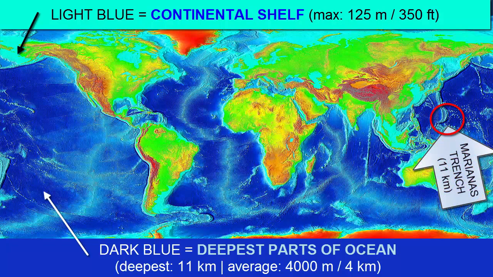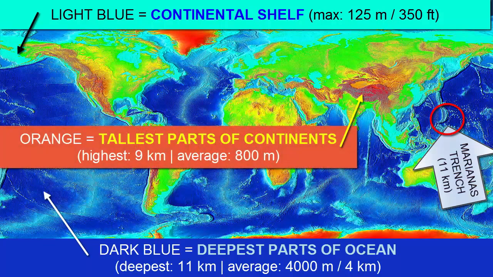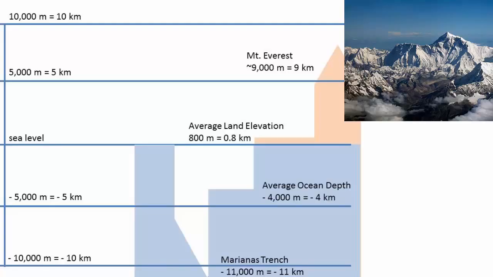In comparison, when you look at the land, you see the higher elevation areas are marked orange and red. Most of the land is not at a high elevation. The average height of land above sea level is 800 meters. The highest elevations are found in the Himalayas. Mount Everest, the tallest, is approximately 9 kilometers above sea level. This graphic shows how those depths and elevations compare.